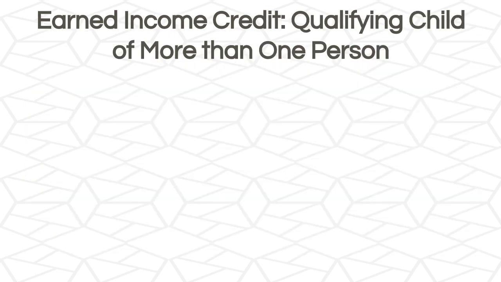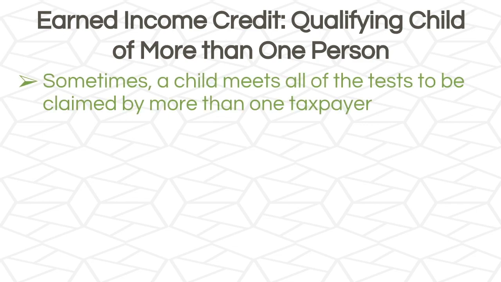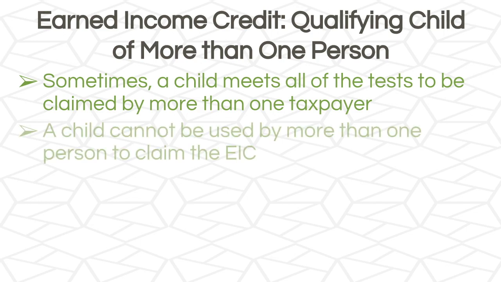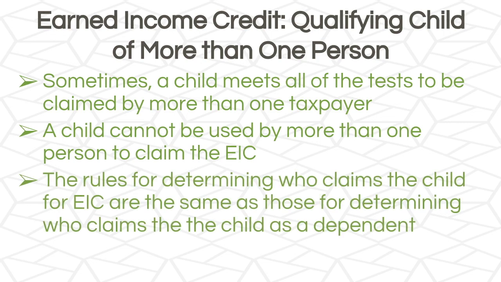So what if the qualifying child is a qualifying child of more than one person? If a child meets all the tests to be claimed by more than one taxpayer for the EIC, the child cannot be used by more than one person. And so for determining who claims the child for EIC, we use the same rules as determining who claims the child as a dependent.